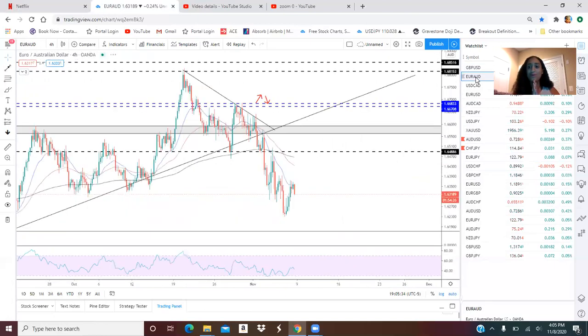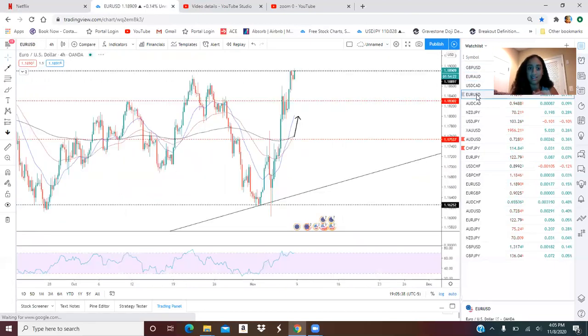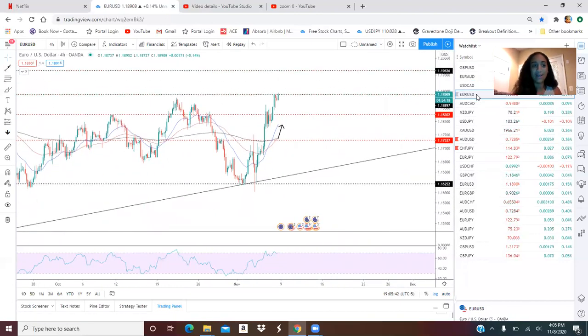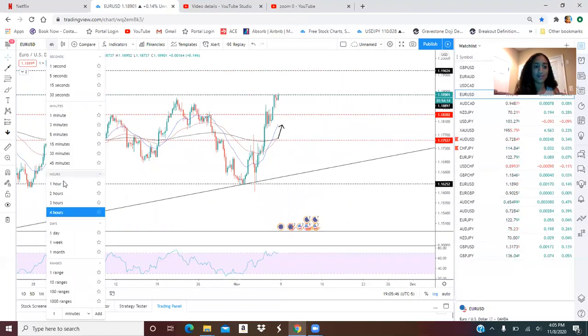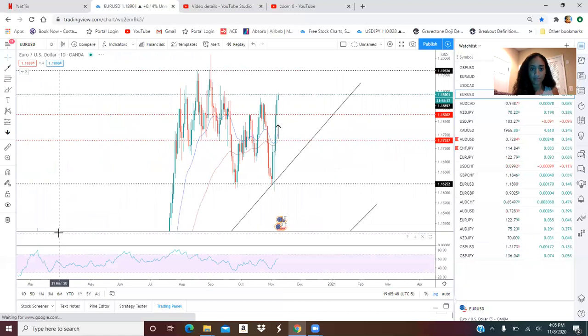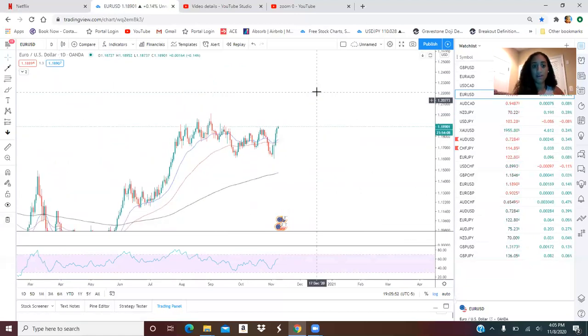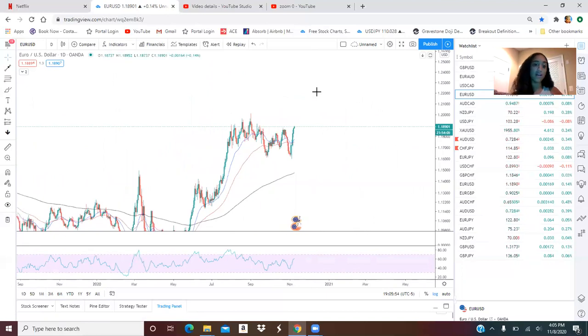Now let's go to Euro USD. My baby. That's my book. All right, so I know I got my lines on here and everything, but let's go ahead and go to the day chart. Now I'll go ahead and just erase everything. Okay, so this is a very interesting pair.